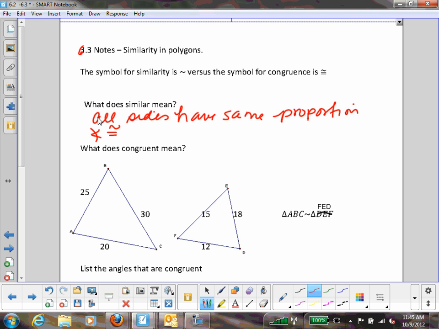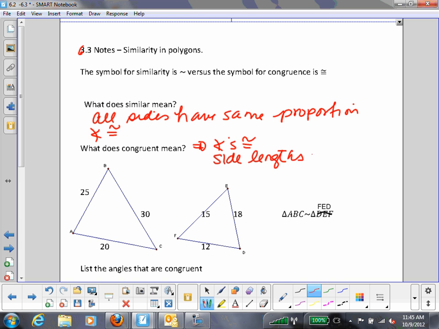All right, so what does congruent mean? Congruent implies that the angles are all congruent and the side lengths are also congruent. And so, yes, do you want these in your note cards? Absolutely. These are ones that need to go on note cards.